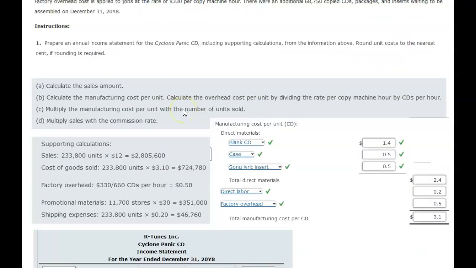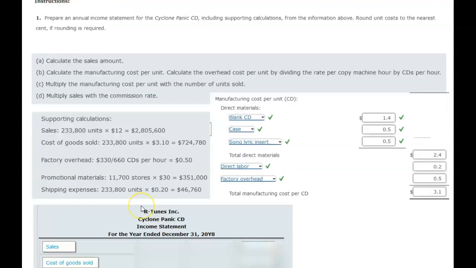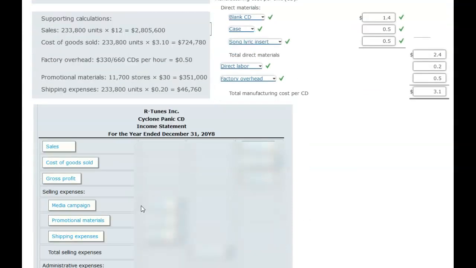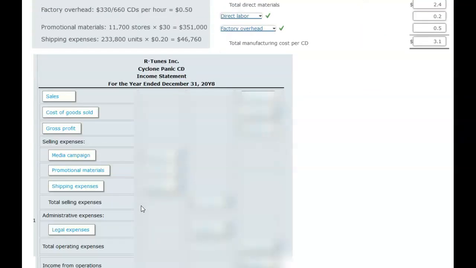Okay, so we're able to come up with the total promotional cost and the total shipping expenses, right? We've got to multiply those costs times the appropriate units, the number of stores for promotional materials, and then the number of units shipped for the shipping expenses. So from there, you need to put an income statement together. Now, I'm not going to do that, but I'm going to show you the format of it.